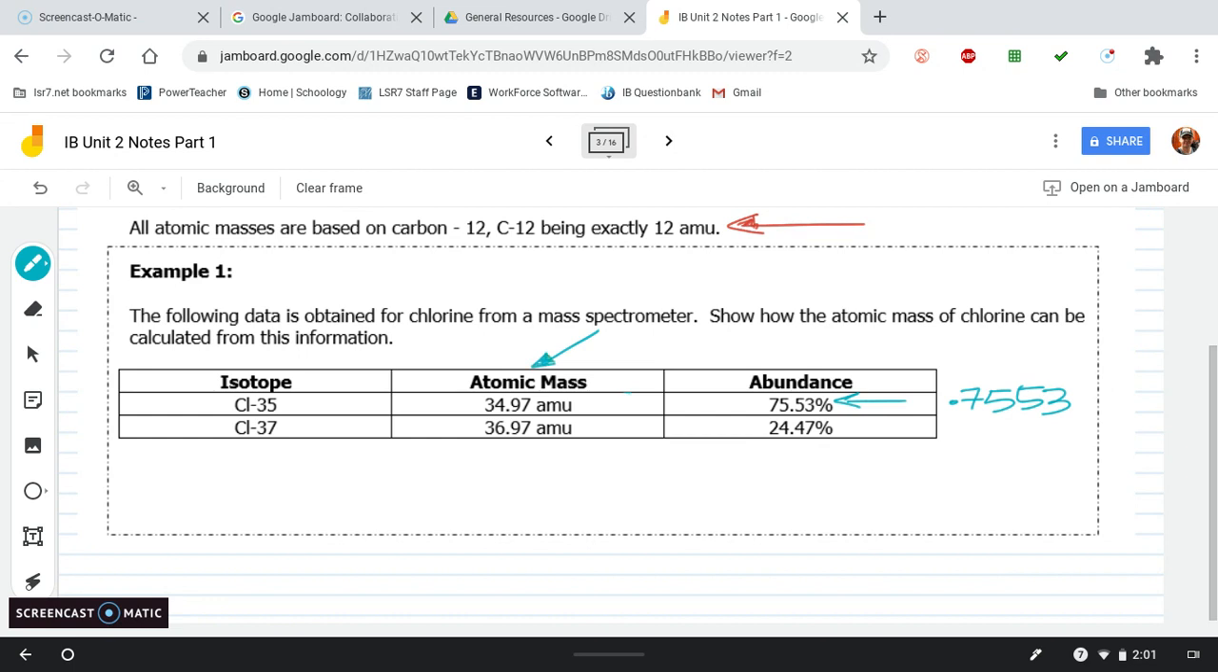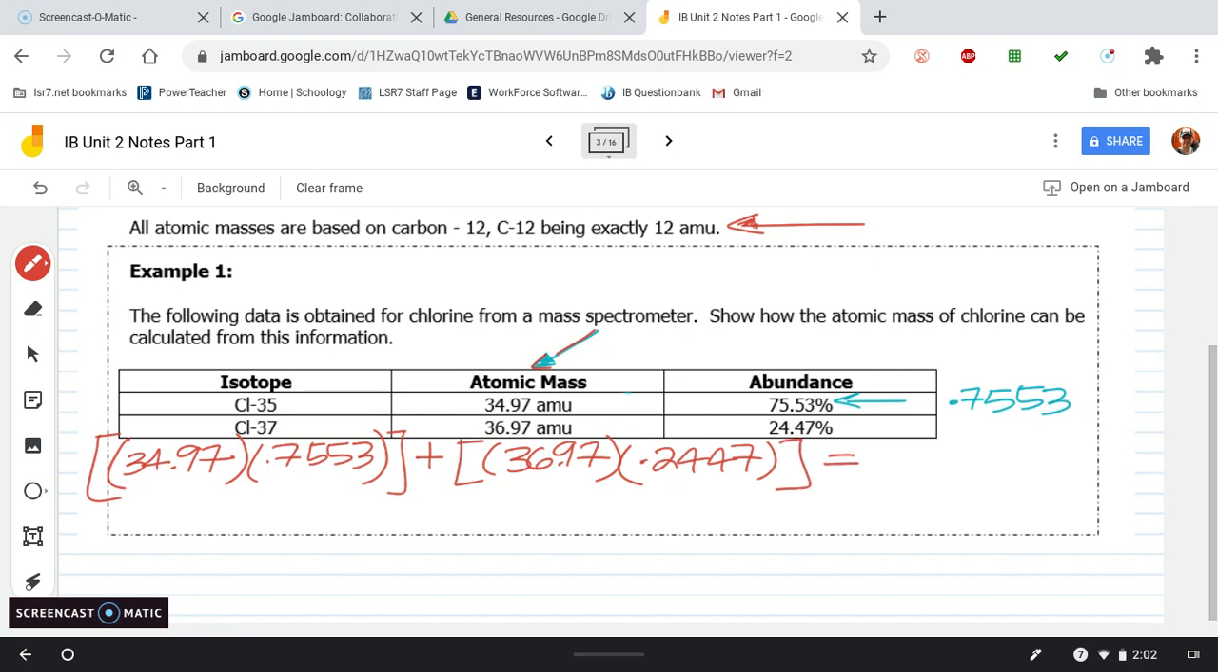Here's the mass. Atomic mass units is the same as grams. All right, so there's your mass. And then over here, we're going to run this through. So we're going to take 34.97, and we're going to multiply that by the 0.7553. And then we're going to bracket that, and we're going to add it to the other side, which is the 36.97. And we're multiplying that by the 0.2447.